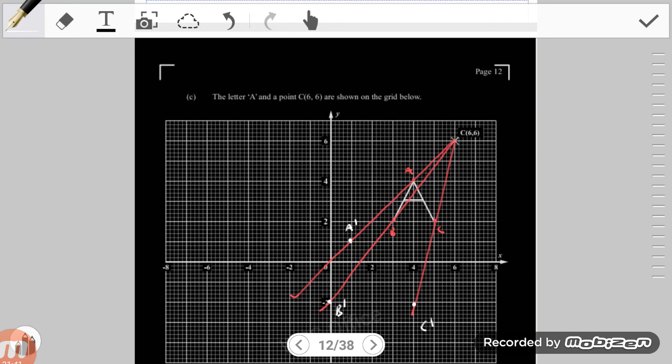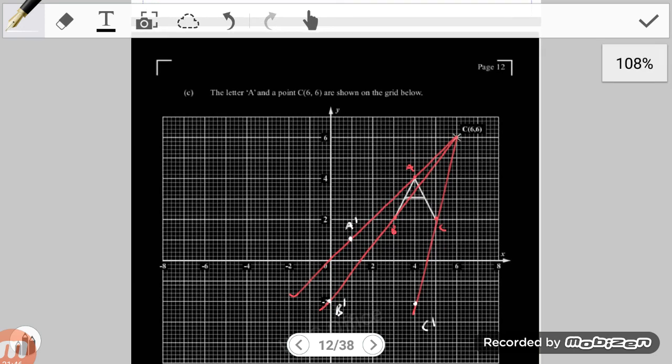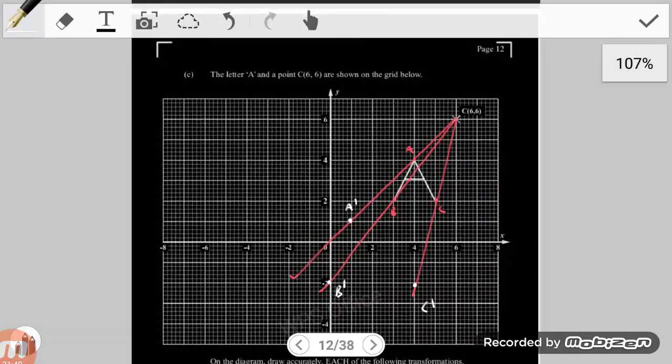So to complete the shape here under the transformation of scale factor 2, I should have something looking like this, or you should have something looking like this.